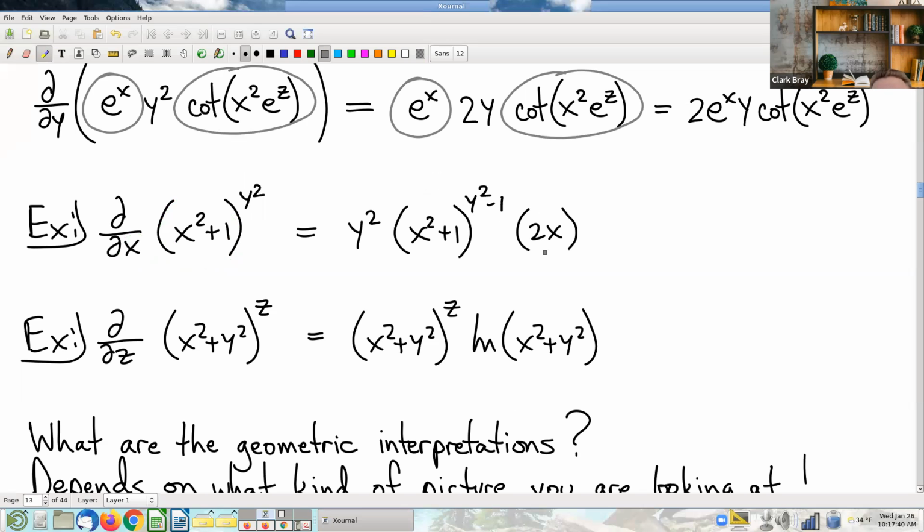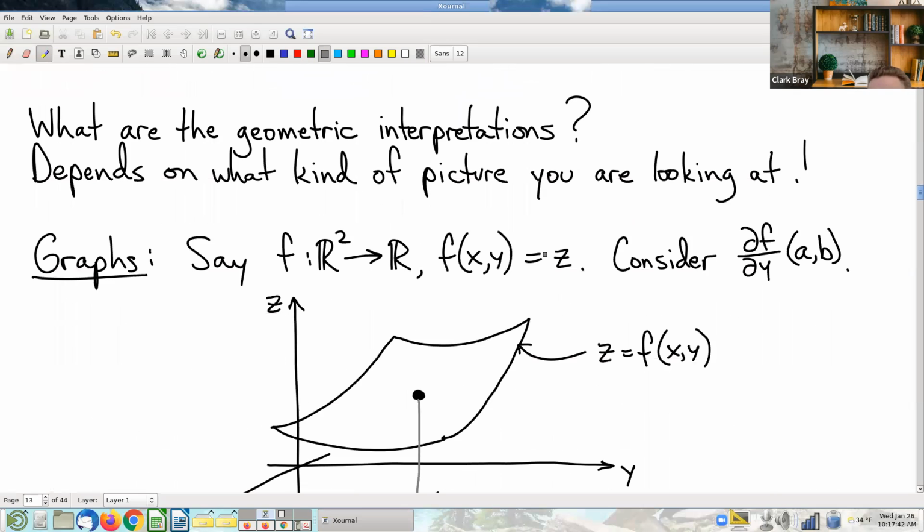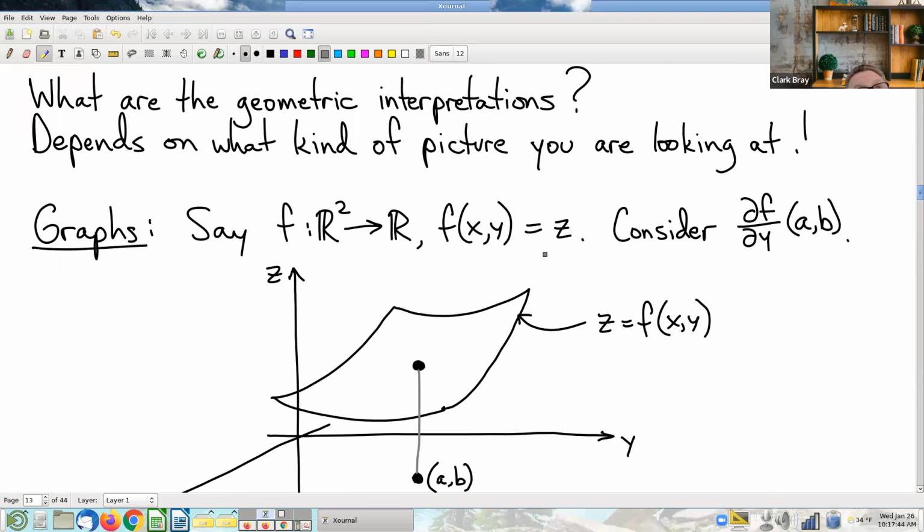Okay. So where we ended last time was trying to make geometric sense out of this, right? Again, I wrote down some formulas, but you can kind of write down any formulas you want. That doesn't mean it has to mean something. It certainly doesn't mean that it means what you wish it meant, right? So, okay, what does this partial derivative mean?